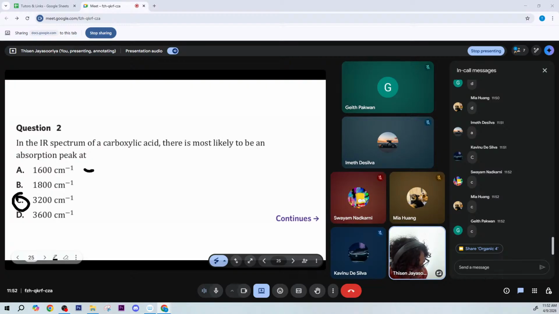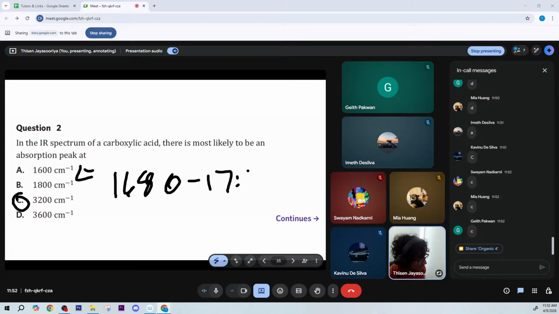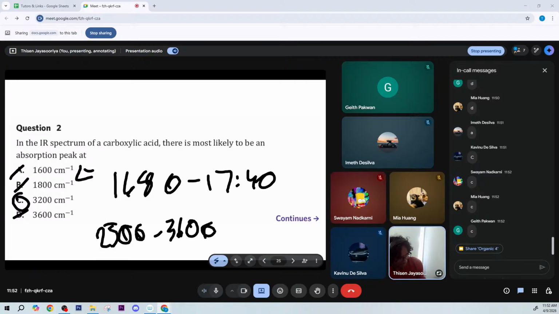Yeah. This one is outside the ranges given in the data book. So if you look at the data book for the alcohol or the acid, it'd be 680 to 740. So we wouldn't expect it here or here. And then we wouldn't expect it here because this only goes from 2500 to 3600, right? That's the OH alcohol.